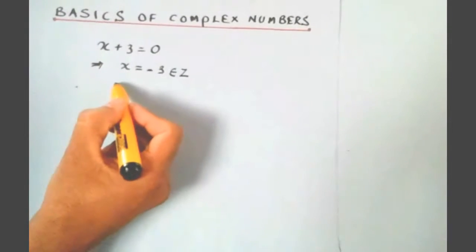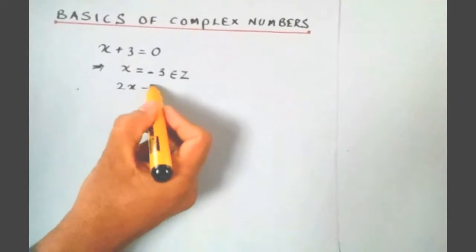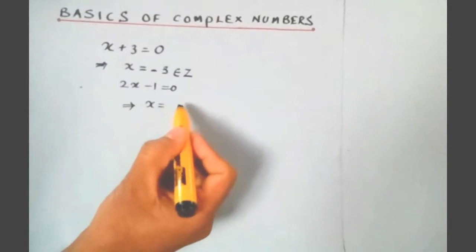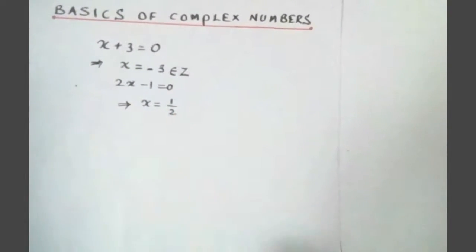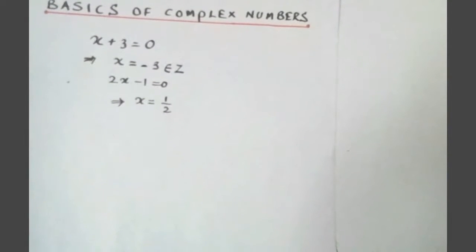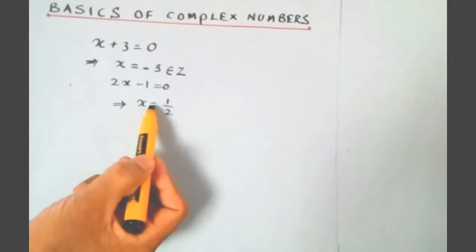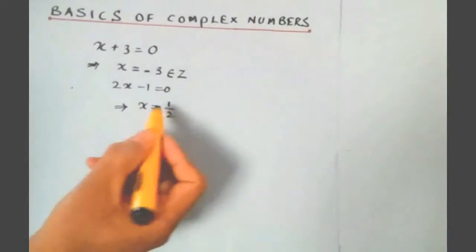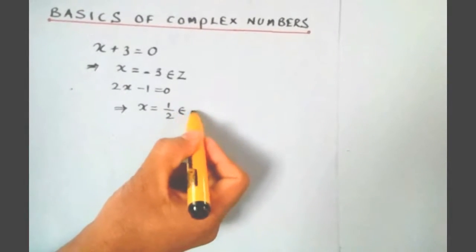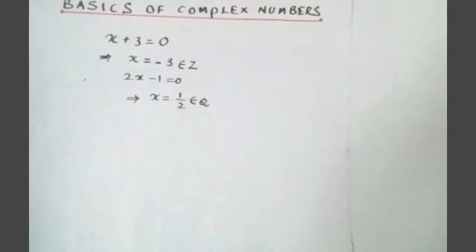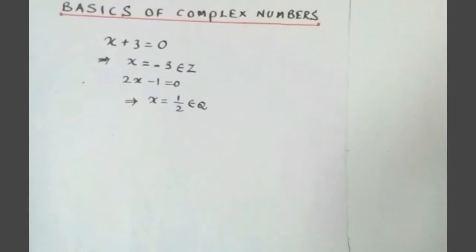Now if I go further, 2x minus 1 equals 0, from which we get the value of x is 1 by 2. So what is 1 by 2? It is not an integer. There is no solution of 2x minus 1 equals 0 in the set of integers, because we got x as 1 upon 2. Here 1 upon 2 is a rational number. So therefore we can conclude that 2x minus 1 equals 0 has a solution in the set of all rational numbers.